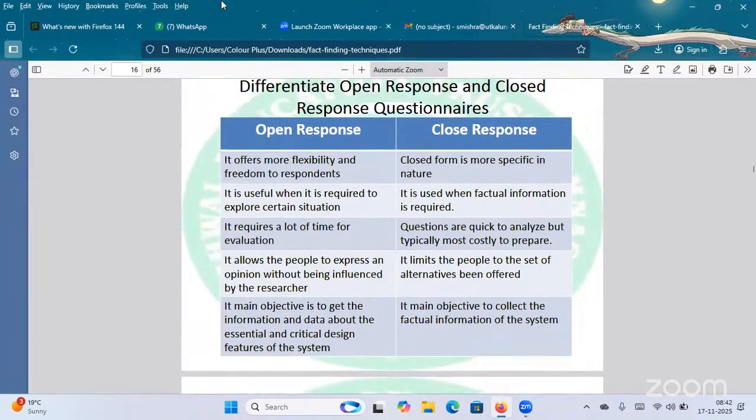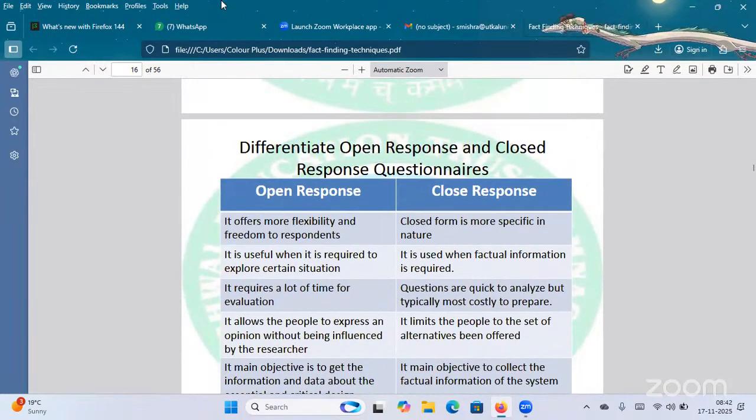Then what is the difference between open response and closed response? As we have discussed, it offers more flexibility and freedom to the respondent in case of open response. In case of closed response, the form is more specific in nature because the most appropriate choice can be chosen by the respondent. Open response is useful when it is required to explore certain situations. But closed response is used when factual information is required.